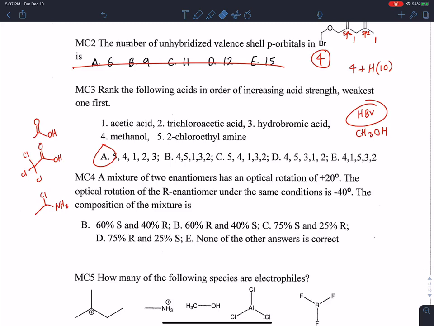The next best one should be the one with the carboxylic acid, but with Cl's also pulling on it, so it should be 2, and then the normal carboxylic acid, and then you have your methanol, and the nitrogens are the worst ones because they're actually more basic. Wow, that was really straightforward. As long as you knew HBr is the best acid, you're good to go there.